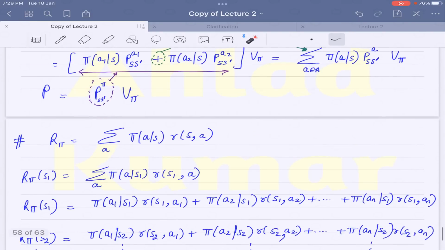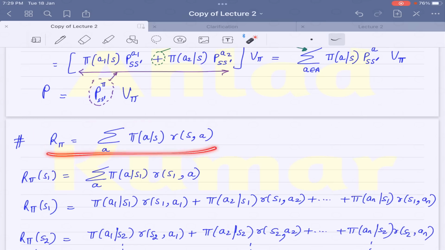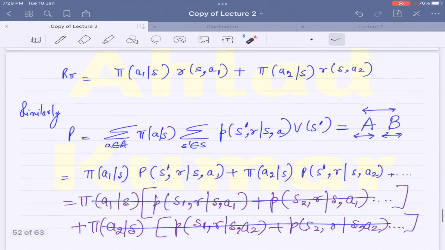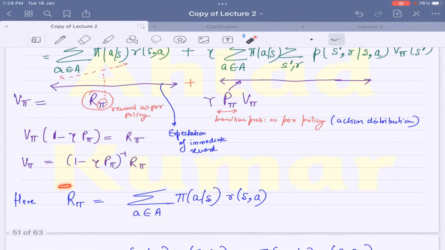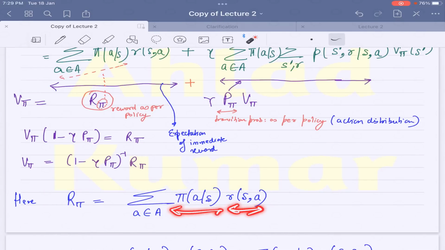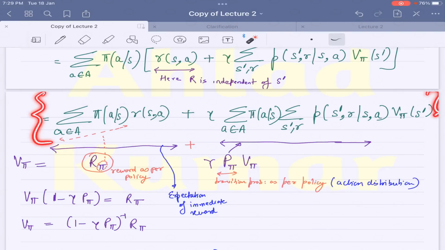Now if you recall, the second expression that we have is R pi, and this R pi is nothing but the reward matrix which we have here. I'll just recall that. This R pi is the summation of pi as times RSA, and this is coming from this expression. Our objective is to represent the matrix form of this equation so that we can calculate the value functions of these states in a very fast and efficient way through matrix multiplication. So this is our objective, right?